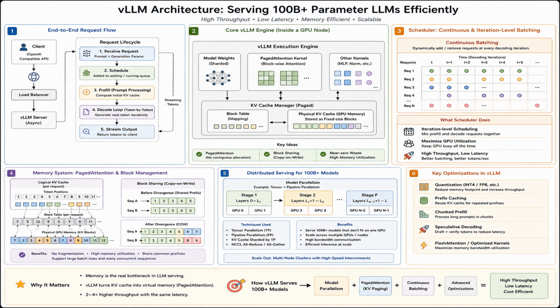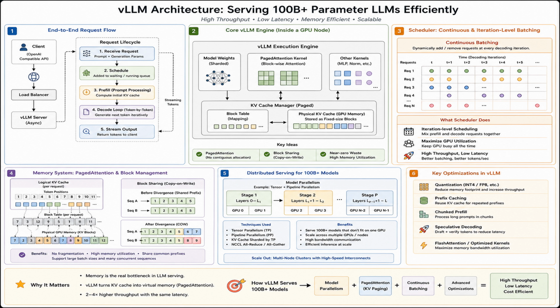Section 6 describes key optimizations in vLLM. On top of the core architecture, vLLM includes several optimizations. Quantization reduces memory footprint and improves throughput. Prefix caching reuses previously computed KV cache for repeated prompts. Chunked prefill allows long prompts to be processed efficiently.